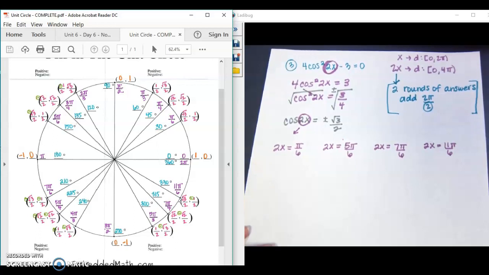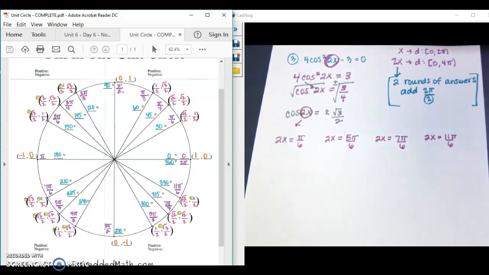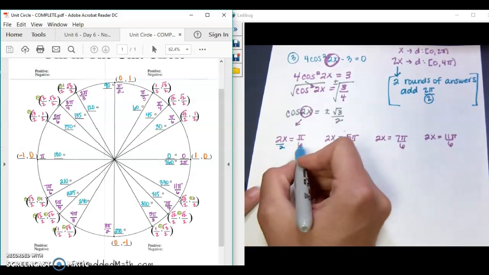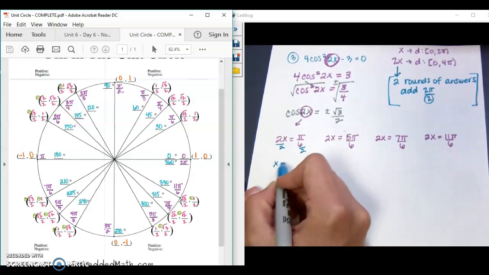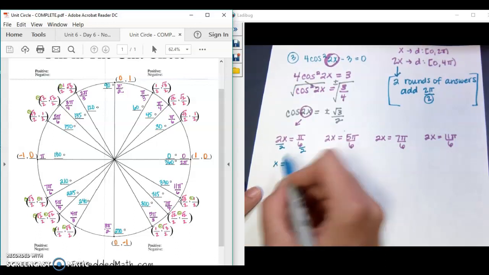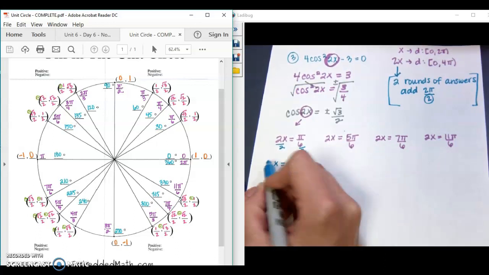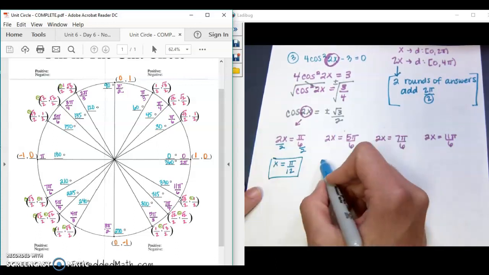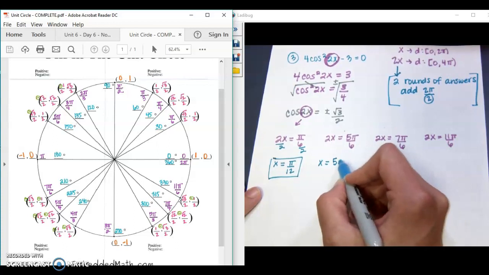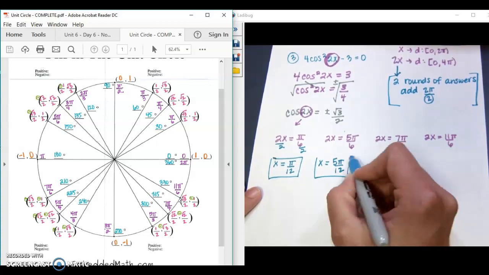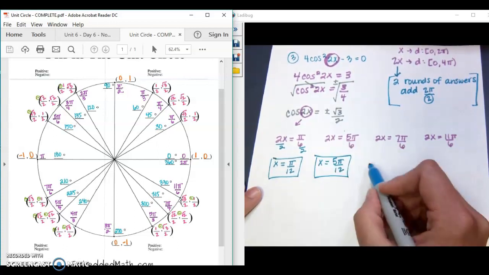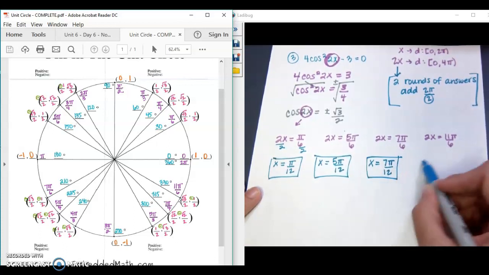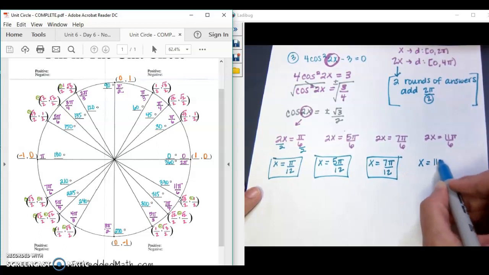Okay, so we need to solve this for x because we don't want it to be 2x. So if we solve for x, you're really going to divide each side by 2. When you divide by 2, it really just multiplies with the denominator you already have. So this is going to be pi over 12, so that's one of your answers. Alright, so if we divide by 2 here, it would be 5 pi over 12. If we divide by 2 over here, it'll be 7 pi over 12. And divide by 2 here, it'll be 11 pi over 12.